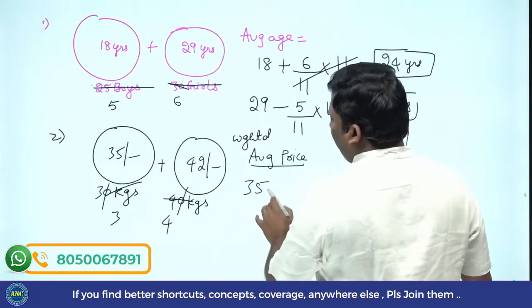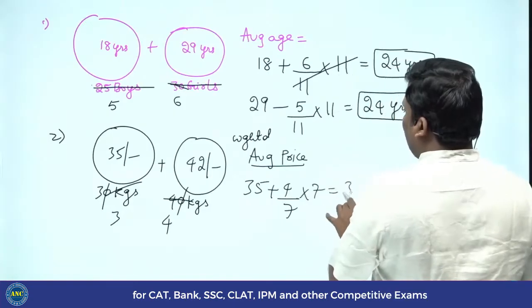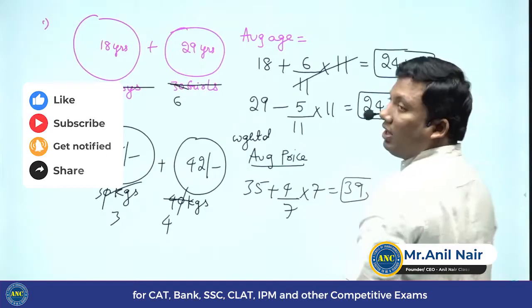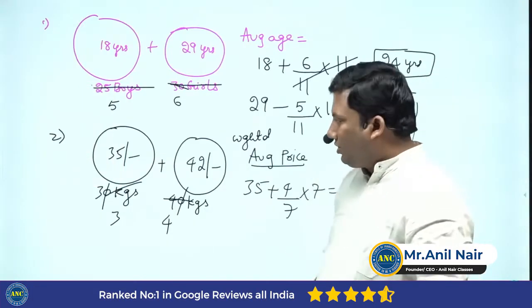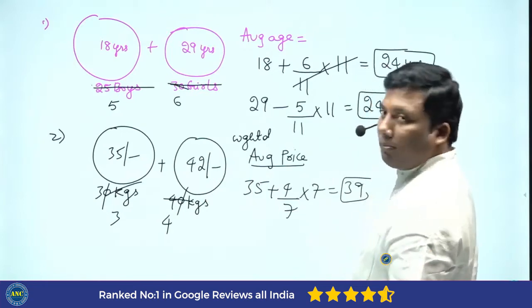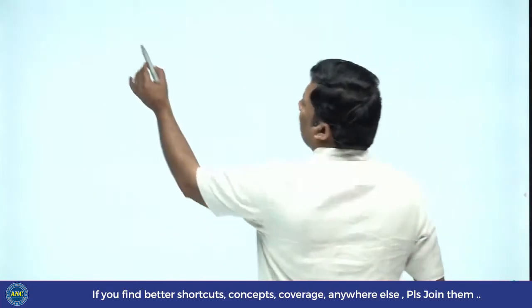So 35 plus 4 by 7 into 7. What is the answer? 39. Are you all with me? 35 plus 4 by 7 into 7. Now see here, let us generalize it.